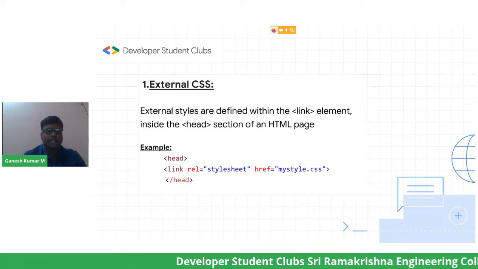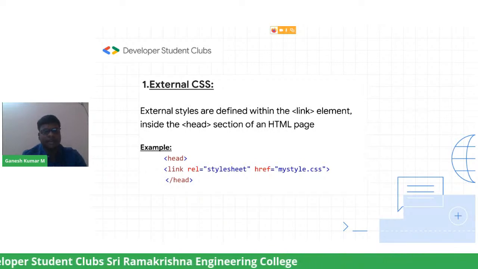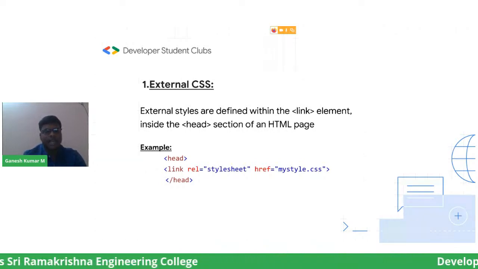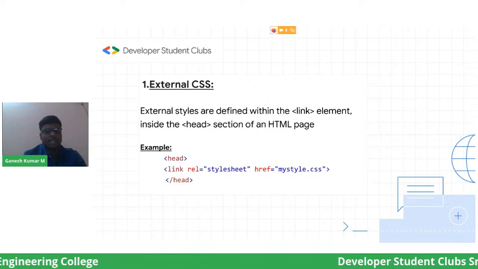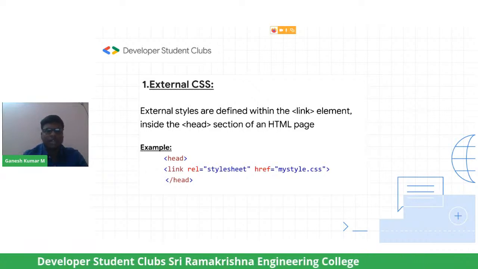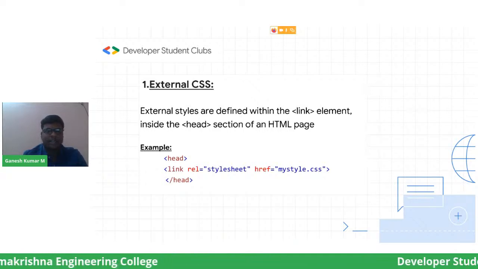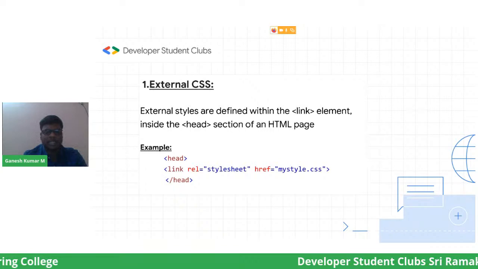External CSS is defined within the link tag, as Mahendran described earlier. Into the head tag, we have to add the link, and we have to use the href attribute. In that, we give the CSS file name. Here my style is the file name, so we mention it here as mystyle.css.